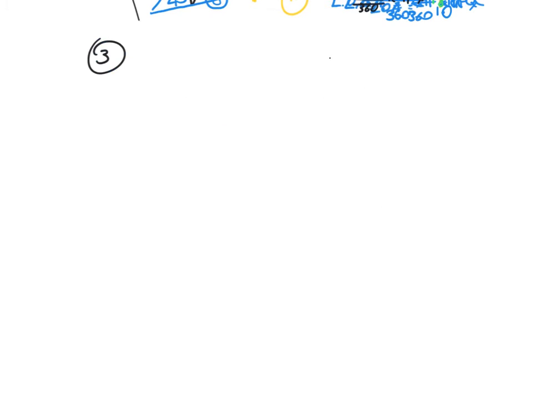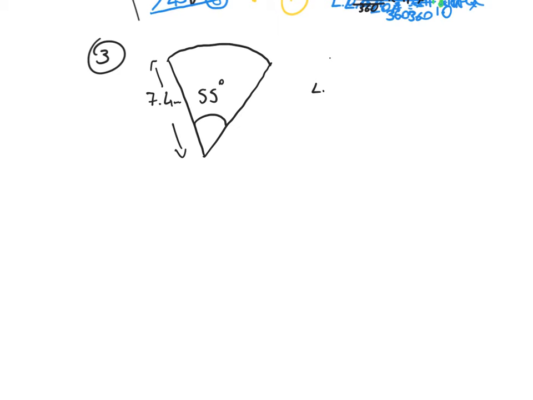Example 3. Okay, example 3. This time we've got an angle which is 55 degrees, and the radius this time is given by 7.4 metres. So length of arc is equal to a bit of the circumference. The bit is 55 degrees out of the circumference, which is pi times d. Okay, so 55 out of 360 multiplied by pi multiplied by the diameter. Well, if the radius this time is 7.4, then the diameter will be double that, which will be 14.8.